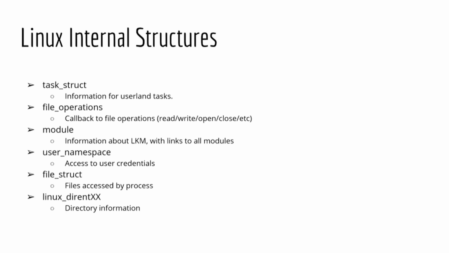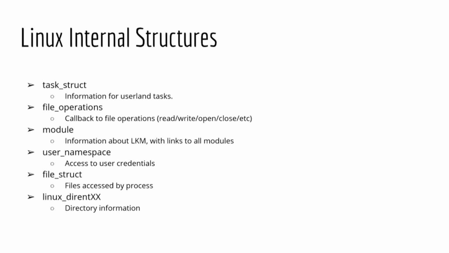We have to support file structures because a kernel rootkit can modify the file structure, and some other structures like Linux dentry. This is necessary because some kernel rootkits try to modify and hide some directories.